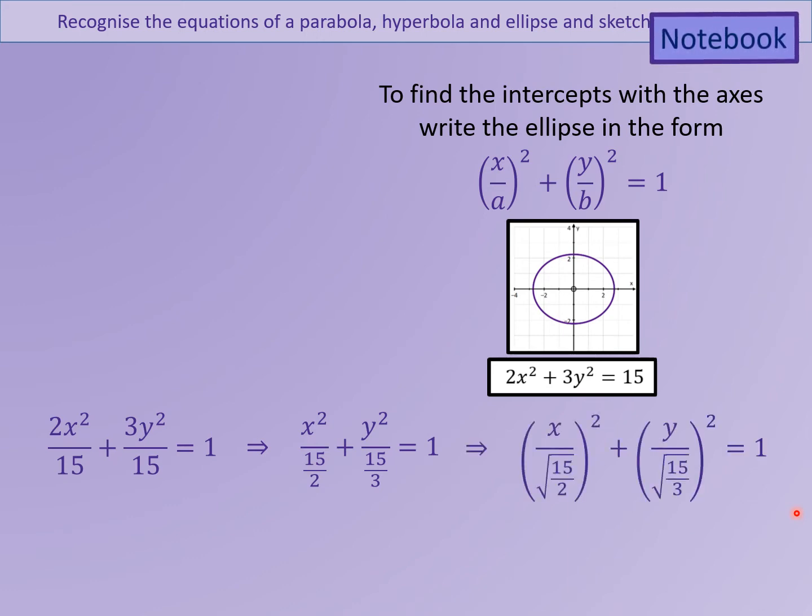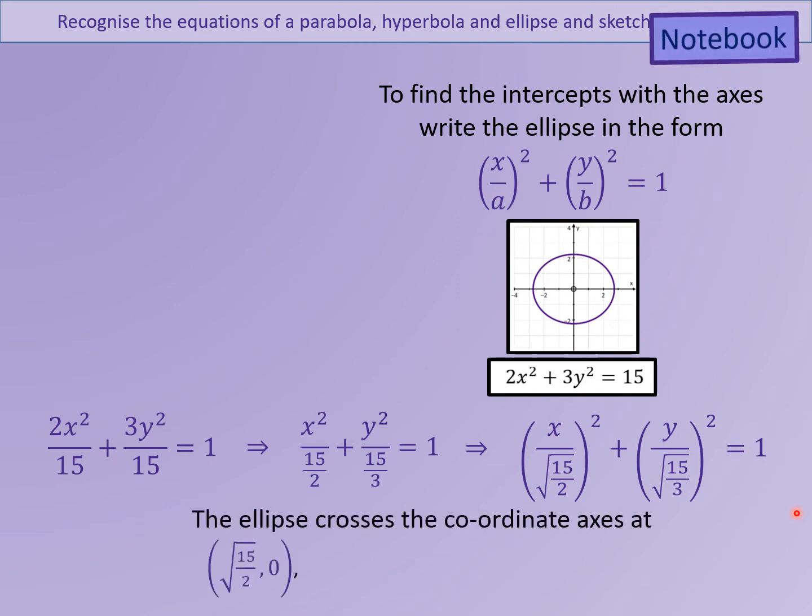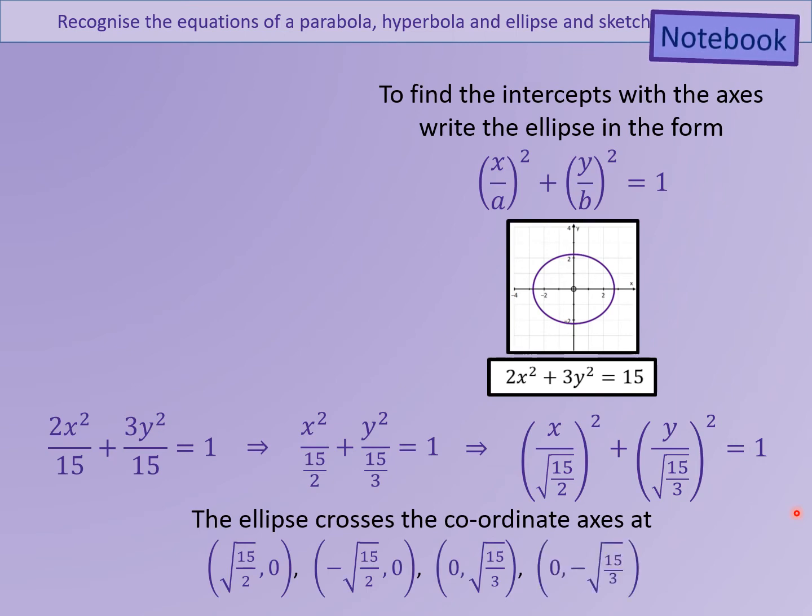Again, we need to use square roots in order to write this in the form required. So these are the coordinate axis crossing points. Clearly these can be simplified. For example, 15 over 3 can be written as 5 in these situations here.